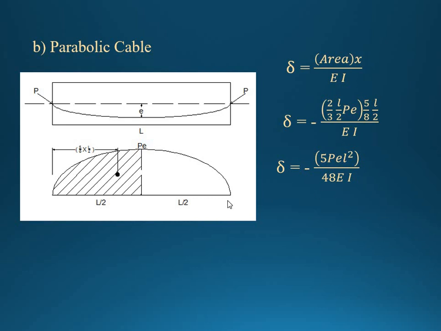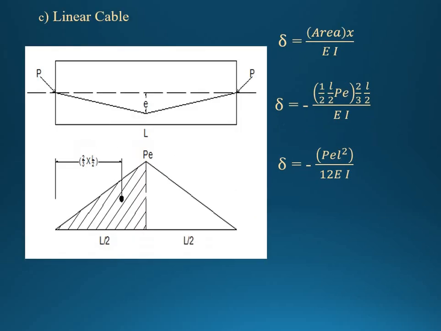But before that, you should know one point, why I'm taking a centroidal distance from the support. See, from the base the centroidal distance is 3 by 8, but from the toe or from the support it is 5 by 8 into length. Always measure the centroidal distance with respect to the support or with respect to the toe. Okay.